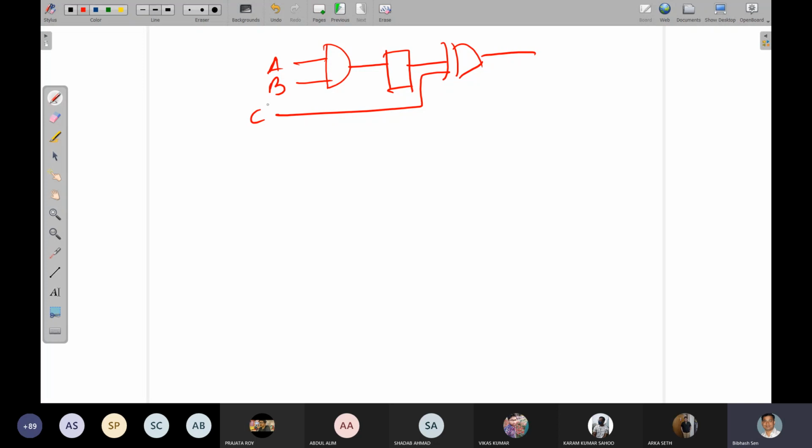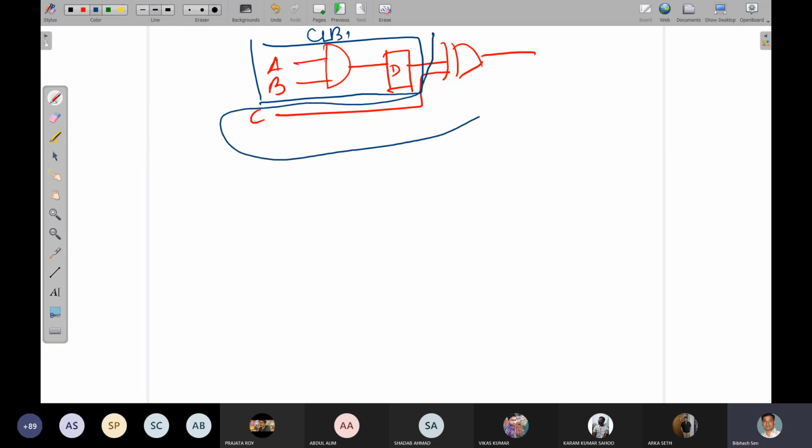A, B, C, suppose the D flip-flop. So this is our circuit, and I told you that I will implement this into CLB1, and finally this into CLB2. Suppose CLB0, CLB1, and the final outcome from CLB2, CLB3.